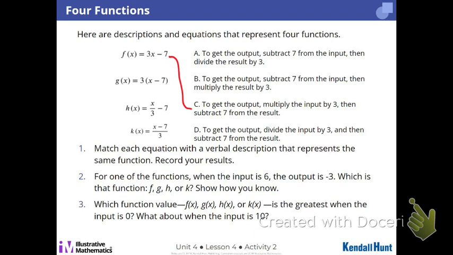Okay, g of x. Who's got the match? B. Thinking B. Let's take a look. To get the output, subtract 7 from the input. So that's x minus 7. Then multiply by 3. So do you need the parentheses on that one, right? Otherwise, you would not subtract first.